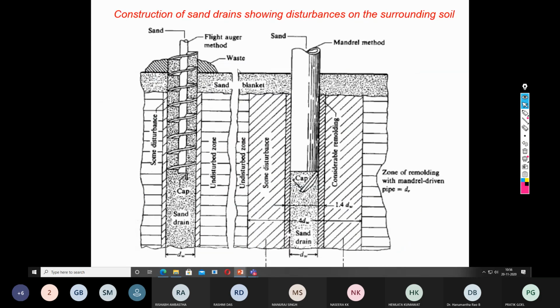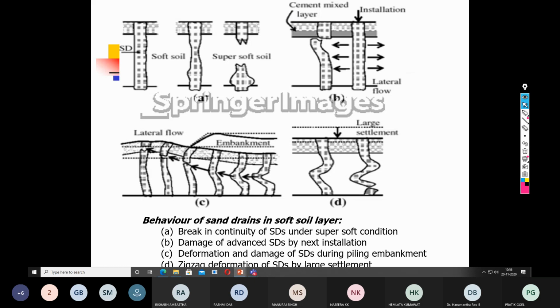This is the construction technology of a sand drain. I will talk about these things maybe in Tuesday's class. I will stop here.